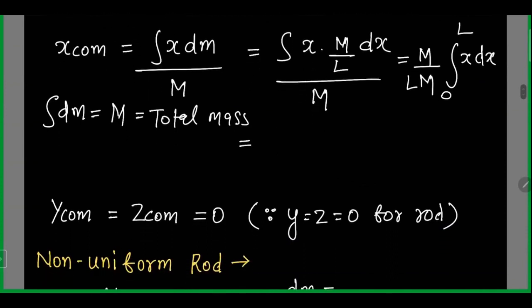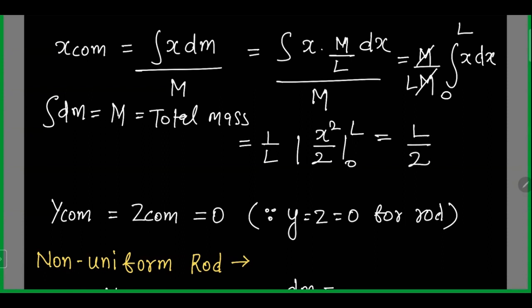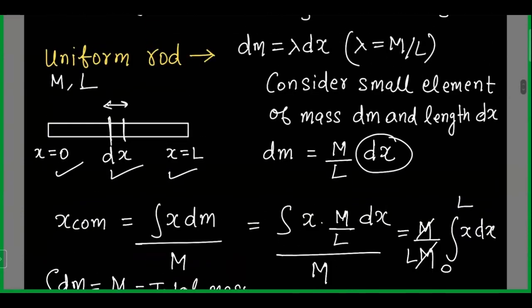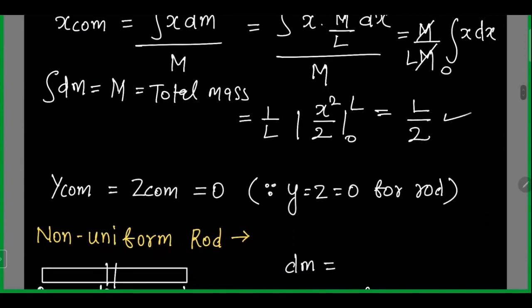Let's solve this. Your M will cancel out. So you will get 1 by L, and your x integration is x squared by 2, going from 0 to L. If you solve this, you get an answer of L by 2, which is a very physically reasonable answer. If you want to balance this rod, where will the center of mass be? It will be at the center, which means it is at L by 2. And this is the same result which we got.